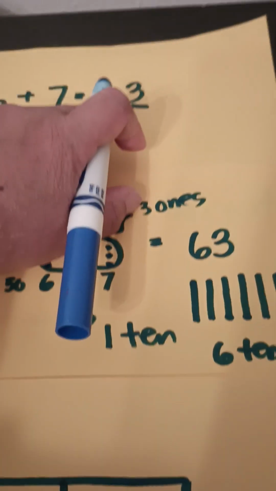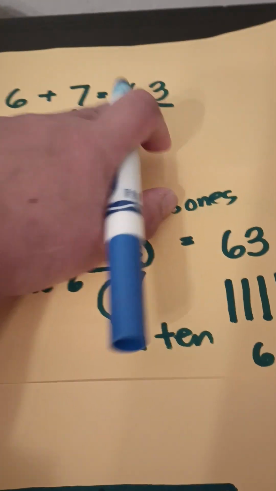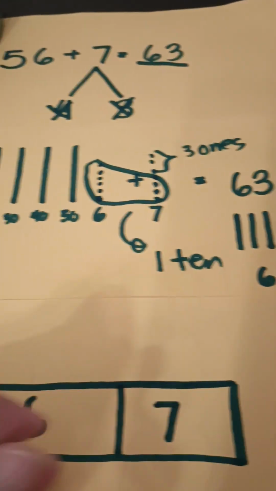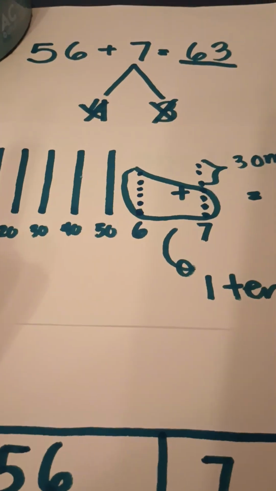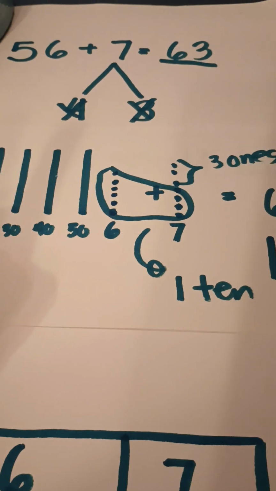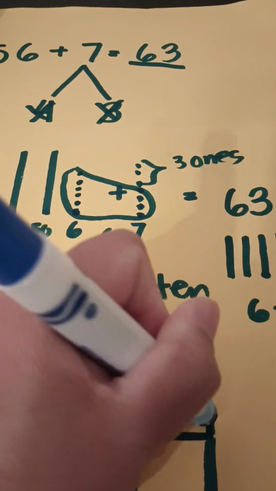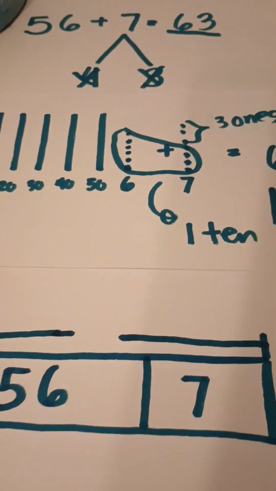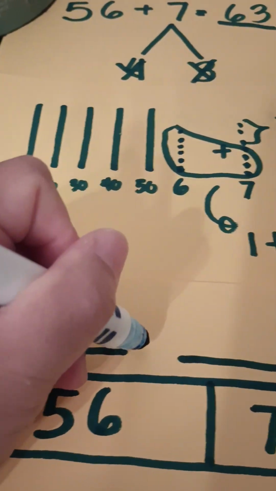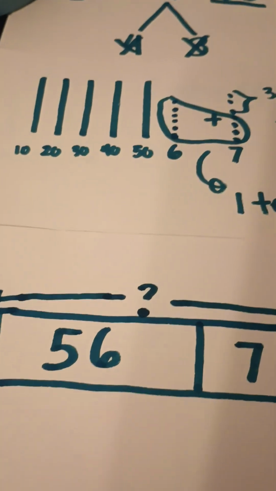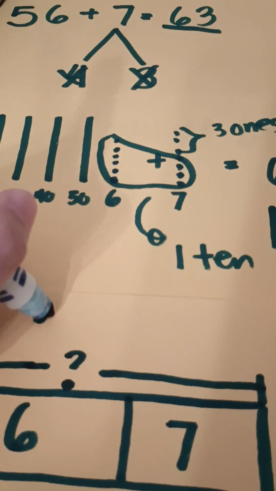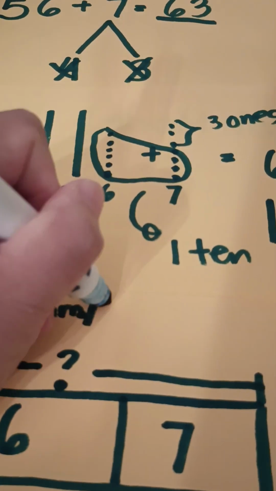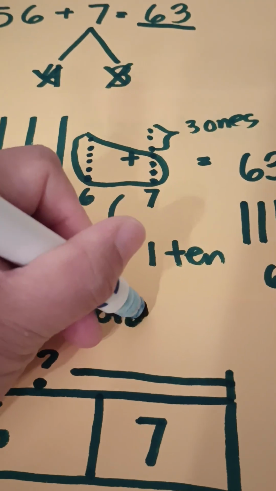We are looking for the whole. What is the sum? What is this whole? What is the total? So I'm going to represent that by doing this. But first, I'm assuming, for example, that I don't know the answer. I don't know it's 63 at first. I'm going to put a question mark there. This is my sum. I'm looking for the sum or the total.